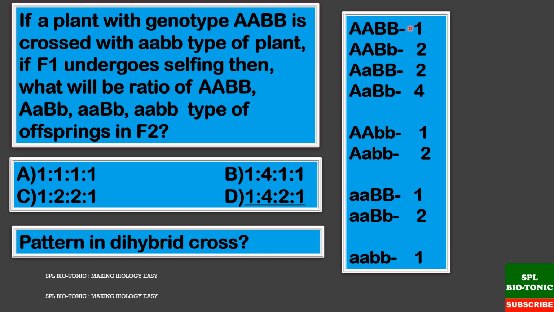Now how to deduce this pattern? Please remember this ratio as 1 is to 2 is to 2 is to 4, 1 is to 2, 1 is to 2 and 1. Write this ratio as I have written. Now in the first four combinations, both characters are dominant. So what we have to write here: in the first case both homozygous, so both homozygous means capital A capital B. In the second case, write first as homozygous, second as heterozygous. In the third case, first heterozygous and second homozygous, and in the fourth case both heterozygous. So with this you can write the genotypes of the first four offsprings.